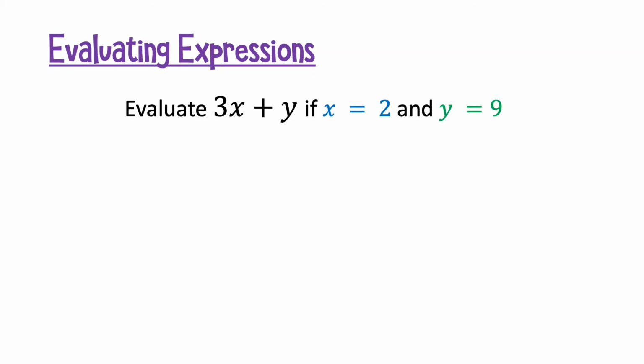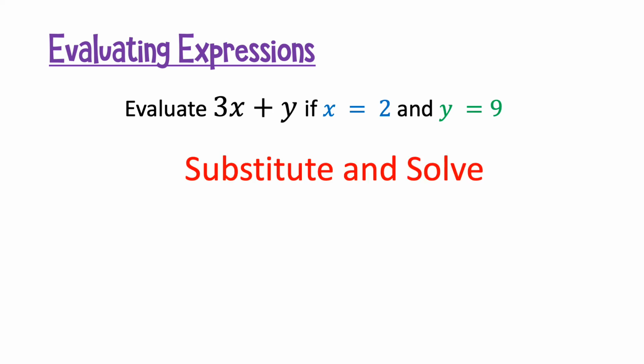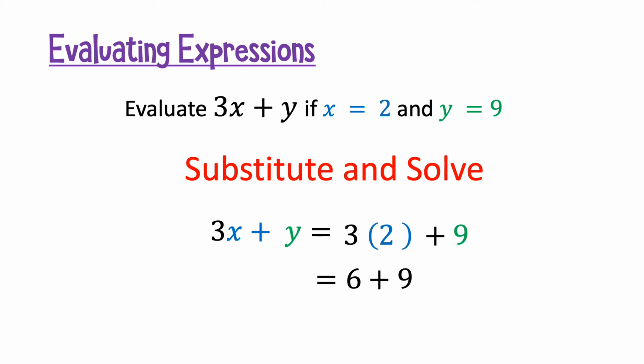If we evaluate 3x plus y when x equals 2 and y equals 9, we can substitute and solve. 3 times x plus y is 3 times 2 plus 9. We substitute 2 for x and 9 for y. Solve for 3 times 2 and we get 6 plus 9. The answer is 15.